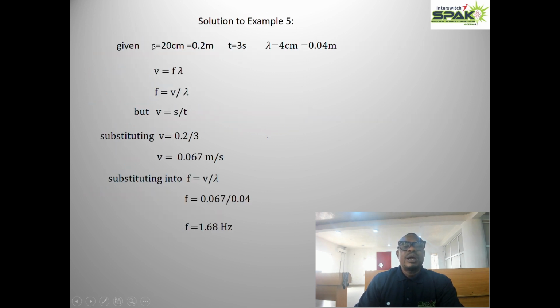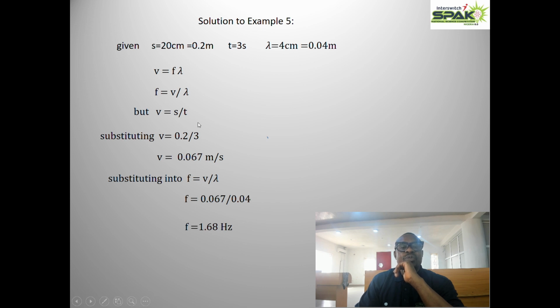Okay. The given parameters, we have the distance traveled, 20 centimeters, which you need to convert to meters. The time is 3 seconds. We have the wavelength, 4 centimeters, which is what? 0.04 meters. So I'm using v equal to f lambda because that is what it seems to be here. V, how do I get my v? I remember that this is my linear velocity. So v is equal to what? Distance over time. So this is my distance, 0.2. My time is 3. So when I divide, I have my velocity. So that has been taken care of.